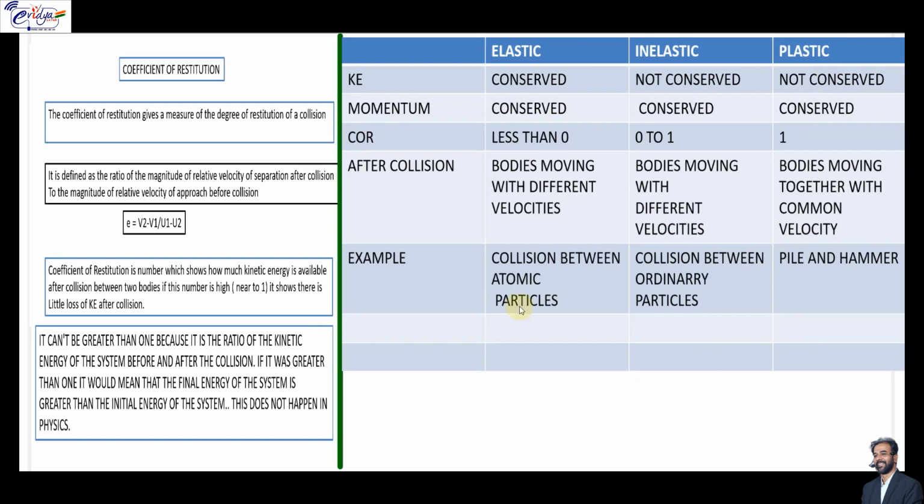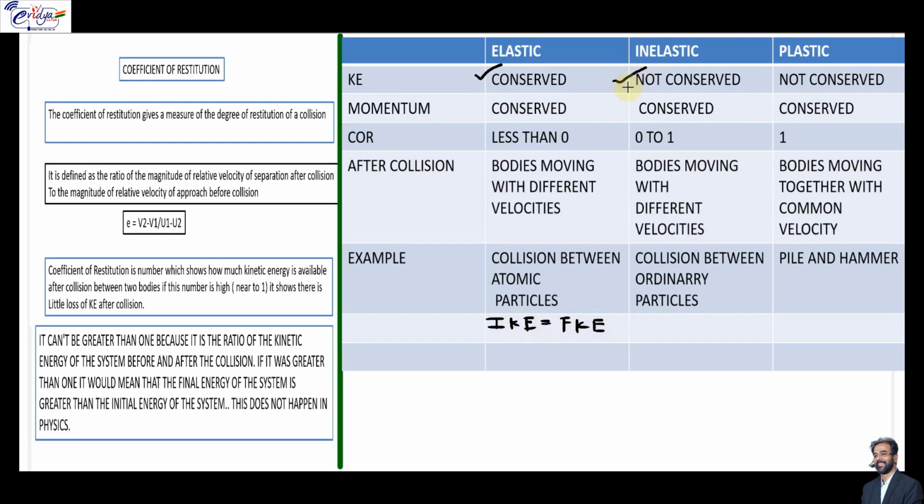Okay, see this table. What happens here? Elastic, inelastic, and plastic collision. The plastic collision is also called a perfectly inelastic collision. So see about kinetic energy. In elastic collision, the total kinetic energy is conserved. It means there is no loss in kinetic energy. Whatever initial kinetic energy is present is totally converted into the final kinetic energy. So initial kinetic energy is equal to final kinetic energy for this particular condition.